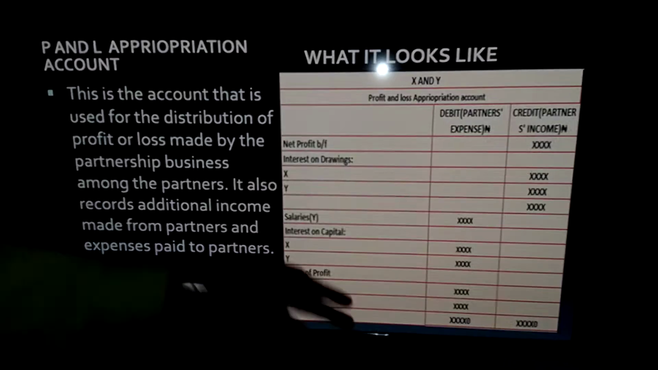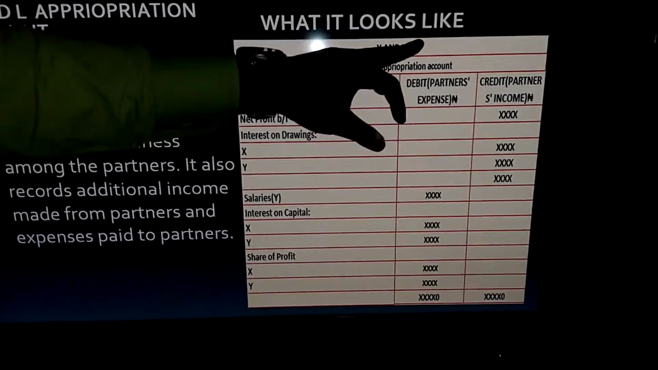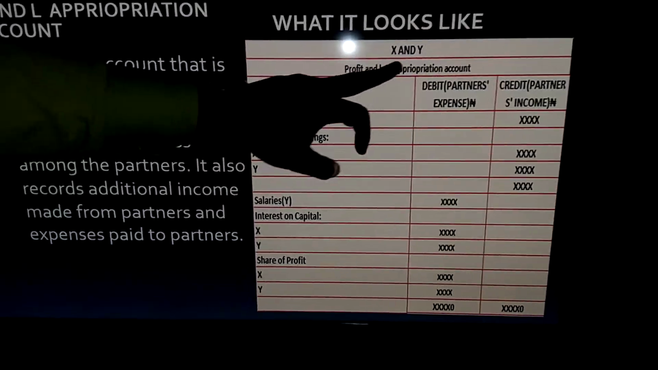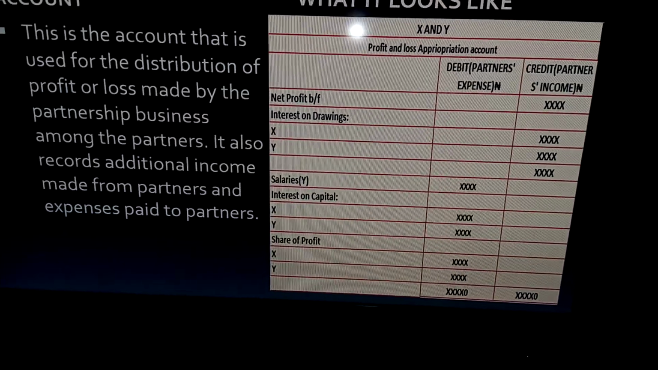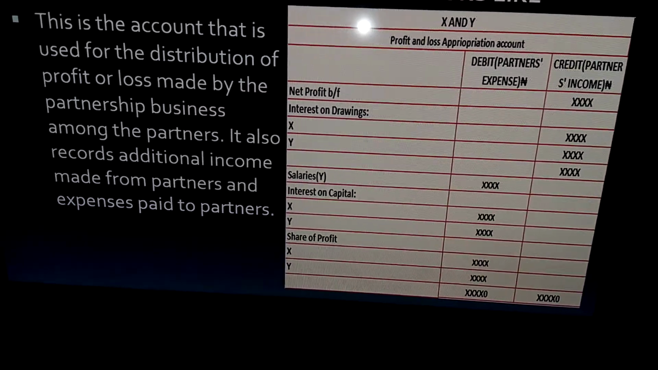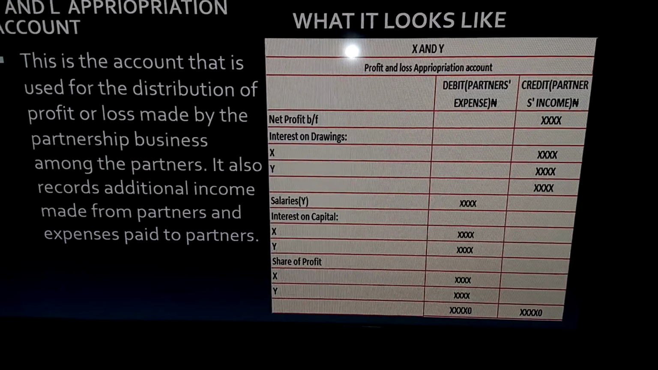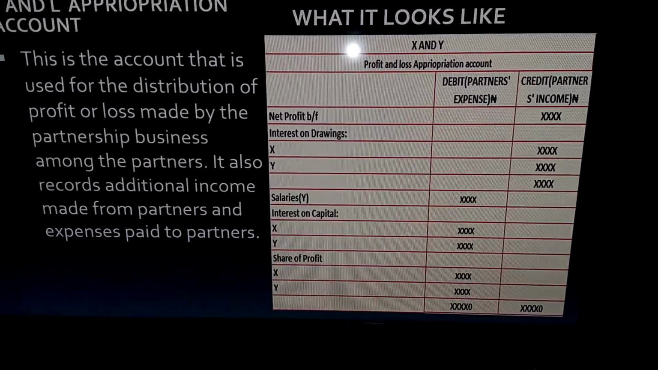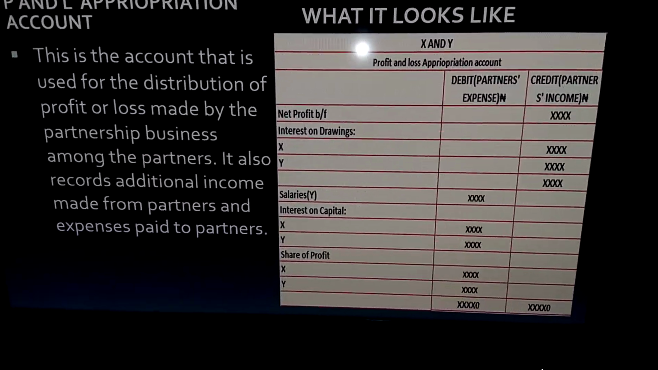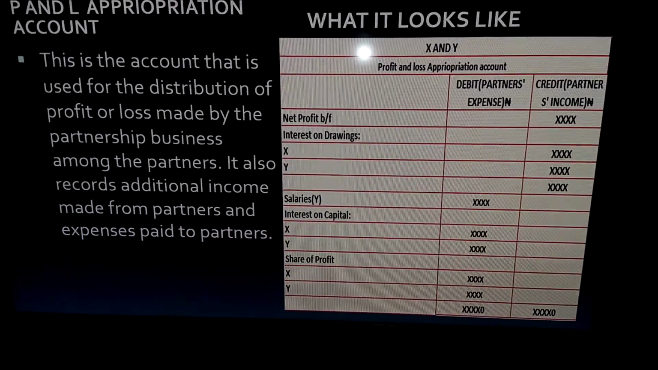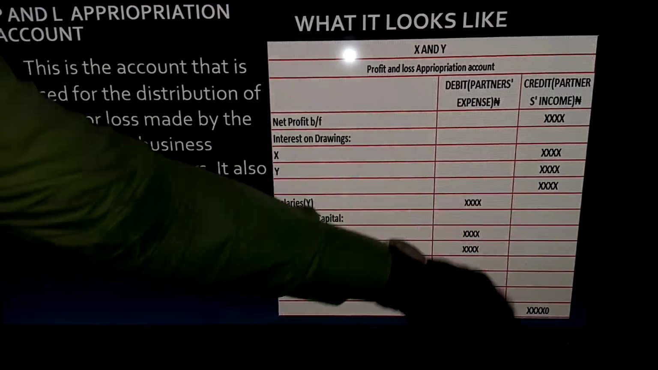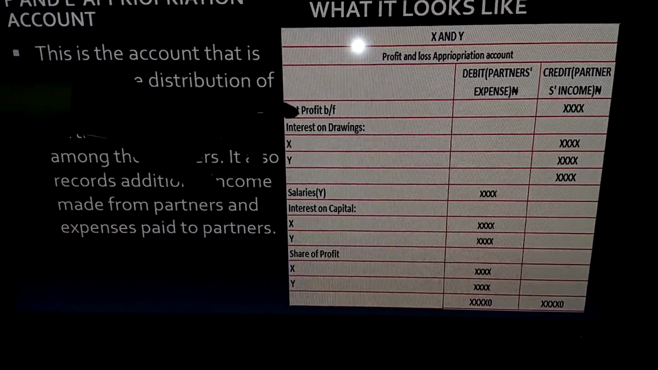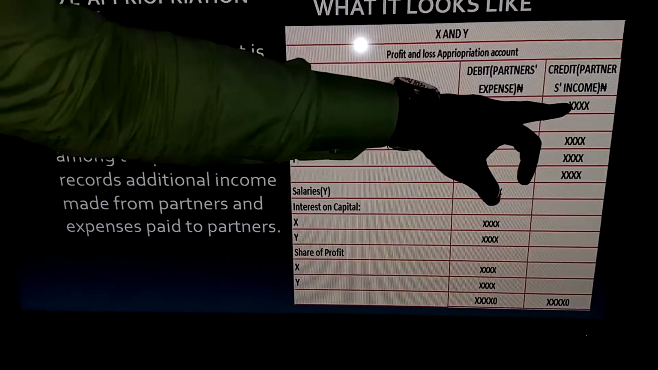This is how it looks. This is it. Partner X and what? Y. So we have profit and loss appropriation account. So this is the debit side. Partners X, we're sharing the money. But when we're sharing the money, it's possible that some partners will be owing the business, and it's possible that the business will be owing some partners. So in that sharing, we take recognition of all those items. So here we have partners expense, debit, and then we have what? Partners income.